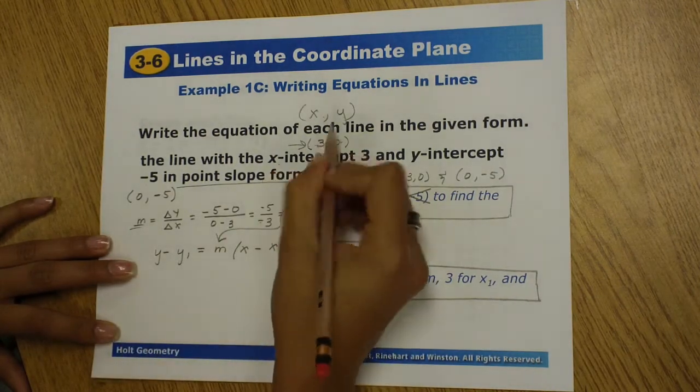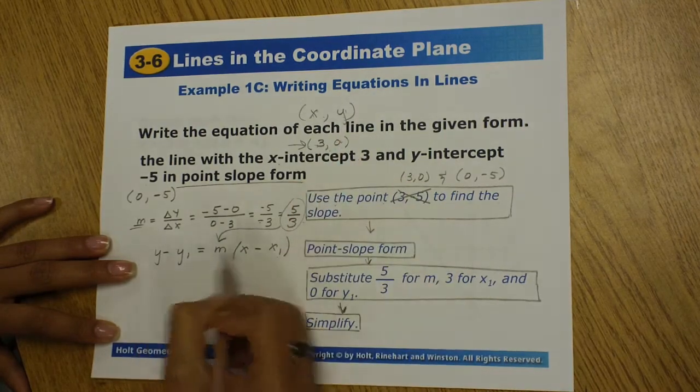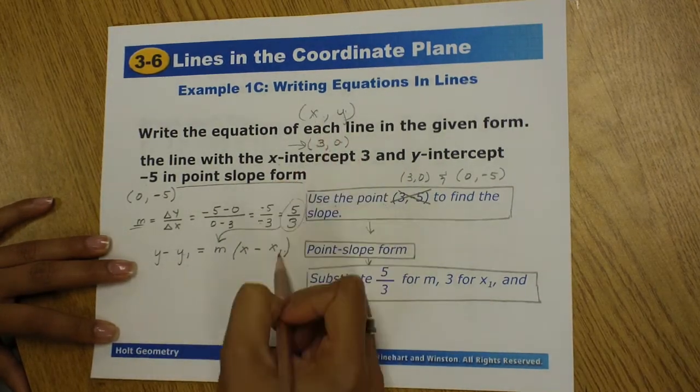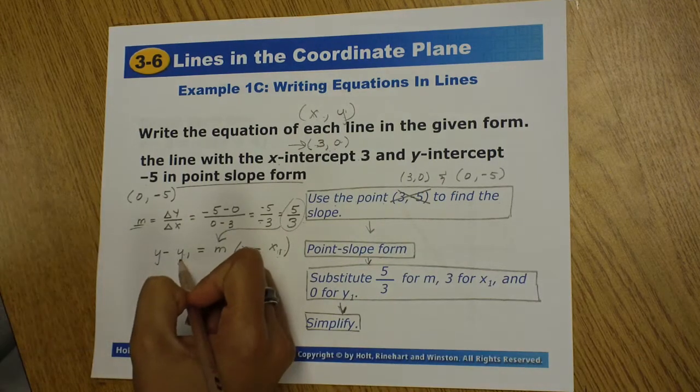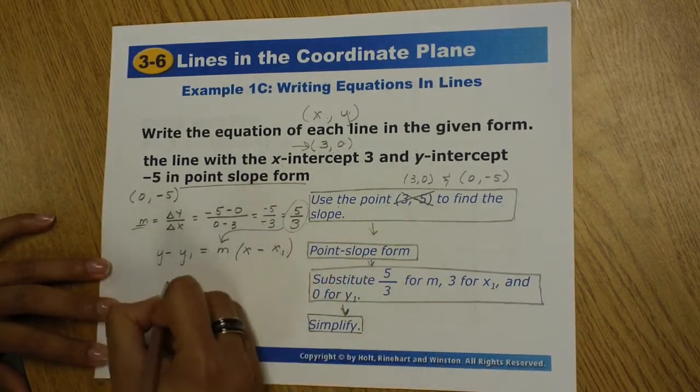So again, remember that the first value is the x and the second is the y. When you substitute it, the x goes in the back and then the y goes in the front. For some reason, every year people start switching stuff around. So be careful with that.